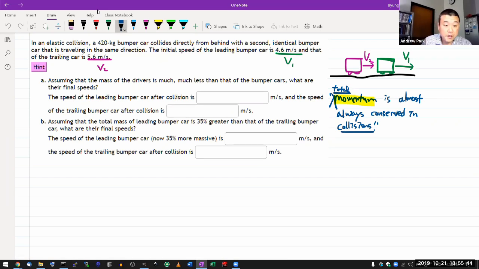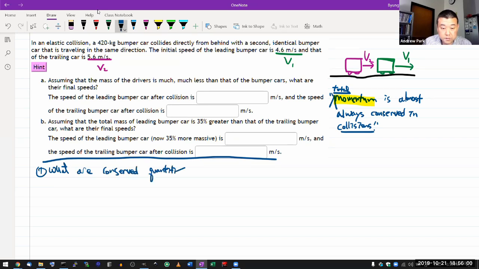So the steps in answering questions A and B: the first is, what are the conserved quantities? The mini discussion we just had is getting you to say, oh, momentum is almost always going to be one of the conserved quantities in collisions. One, Arabic numeral. Momentum is very often going to be a conserved quantity in interactions that we choose to describe as collisions.